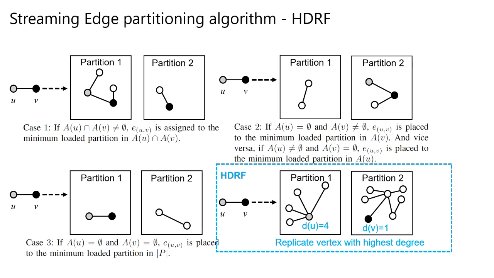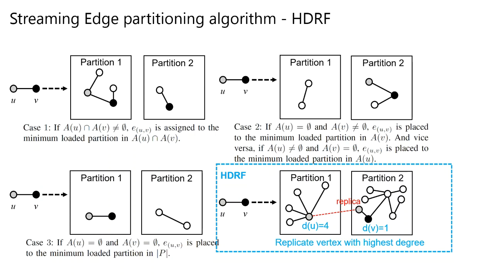The HDRF algorithm doesn't change the first 3 cases. In case 4, it employs a different strategy. While there is no intersection, HDRF will replicate the vertex with the highest degree. In our experimentation, by using the degree information, HDRF performed well, in particular with power law distribution graphs. It gets a lower replication factor compared with oblivious and doesn't increase the algorithm complexity much.